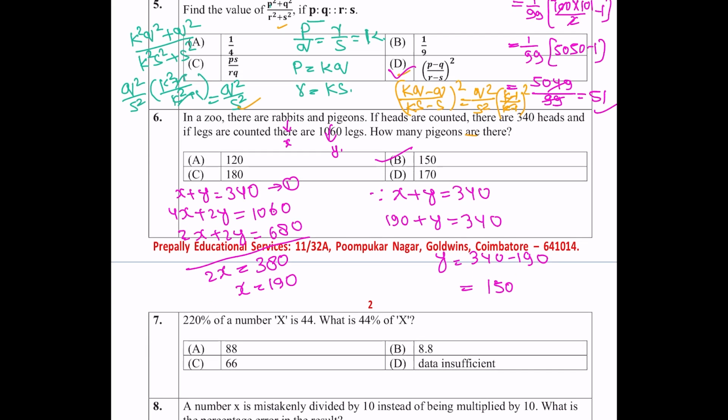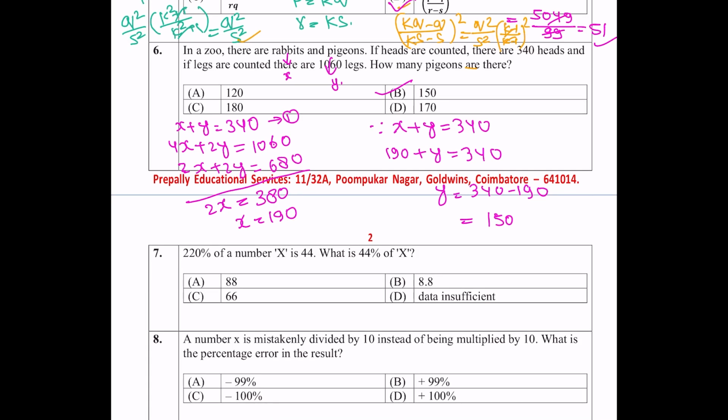Okay. Now question number 7. Here it is given that 220% of a number x is 44. So just I write whatever is given in this question: 220% means x into 220 by 100 is equal to 44.